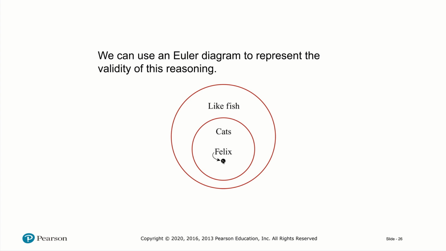Felix. Therefore, you can see how this reasoning works out, because if Felix is part of this group, then it also must be part of what? That group. So that's how you can use an Euler diagram to represent this kind of reasoning.